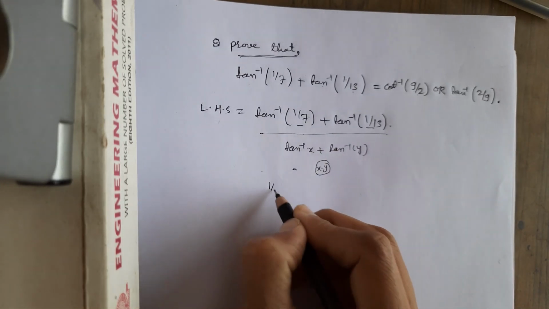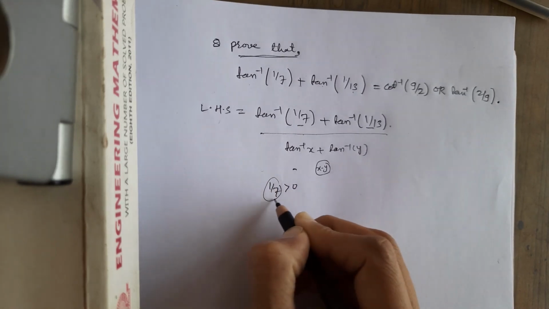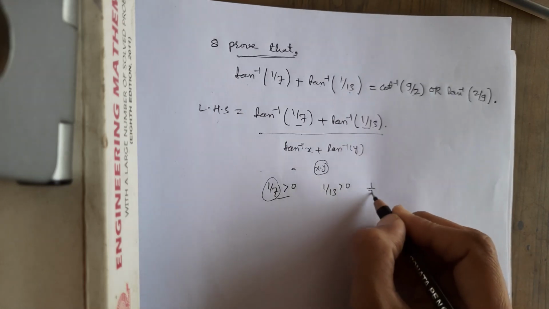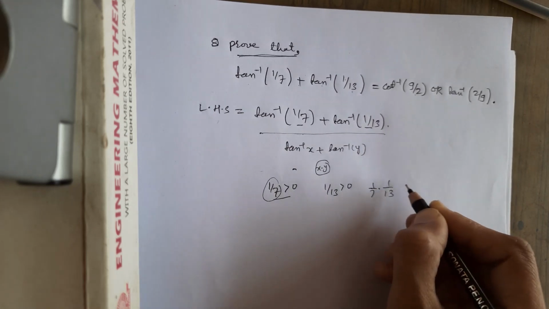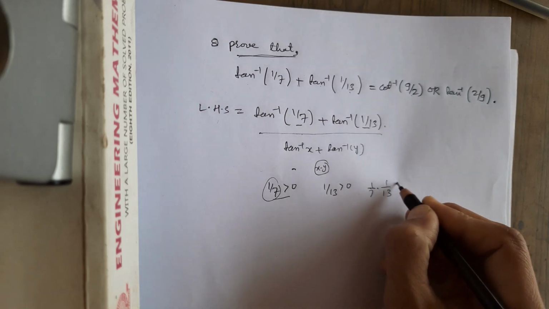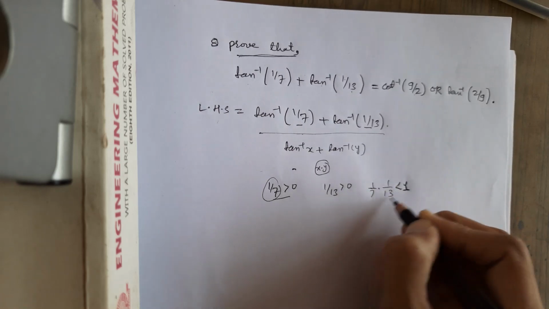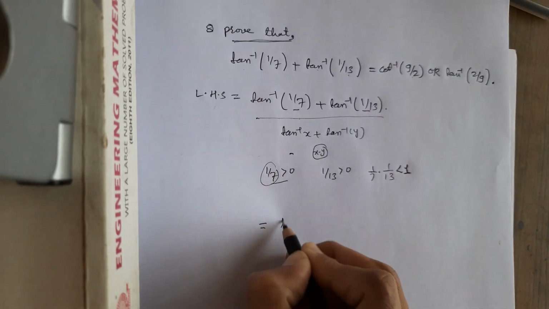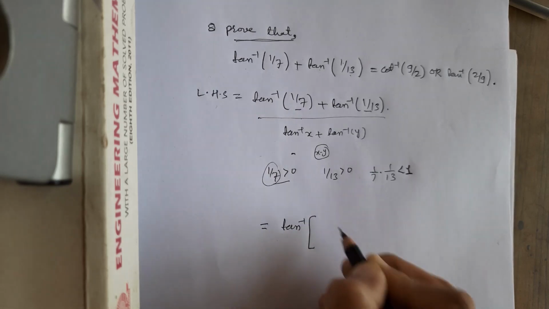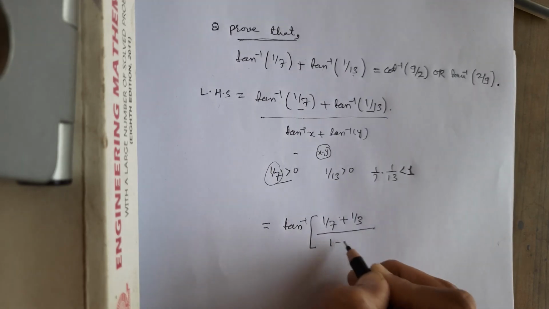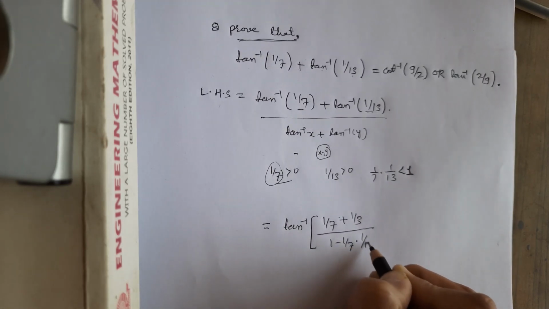So now this 1 by 7, is it positive or greater than 0? Yes, it is positive. 1 by 13 is also greater than 0. Now the product of 1 by 7 into 1 by 13, whatever the product is, it is less than 1, because the denominator is greater than 1. So I will use the first formula, which is nothing but tan inverse of 1 by 7 plus 1 by 13 upon 1 minus 1 by 7 into 1 by 13.